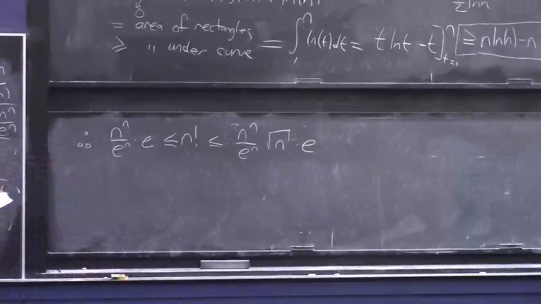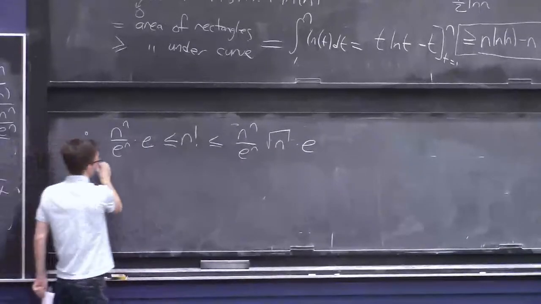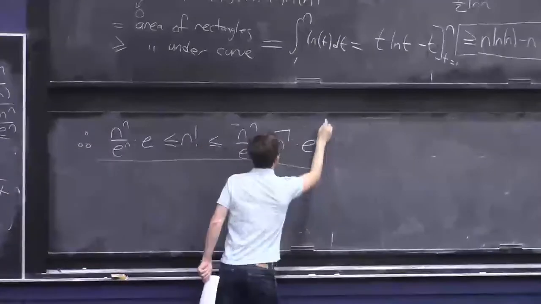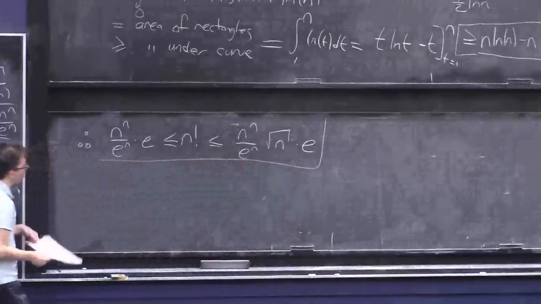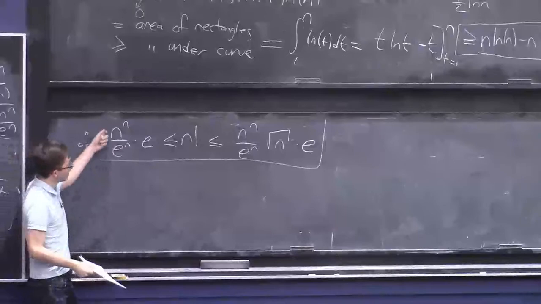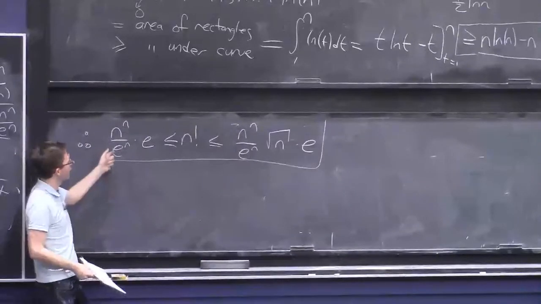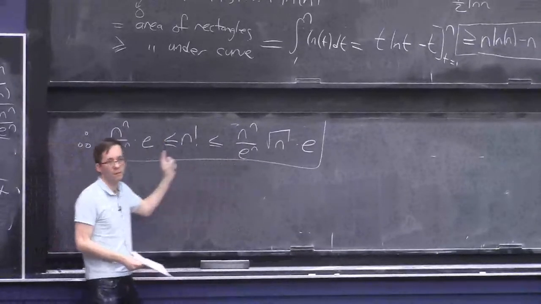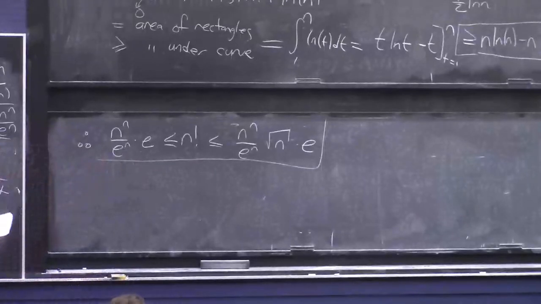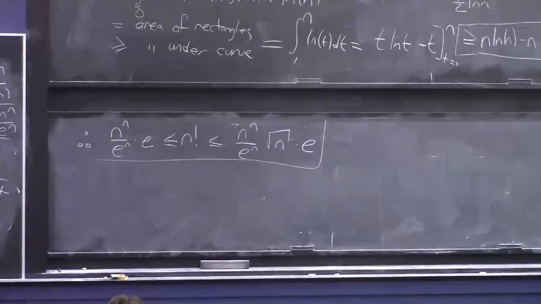So great. So this is a really sharp bound. Okay, now we have n factorial pinned down extremely well. It's like n to the n is the main term, e to the n is the next term, and then now we're just off by a factor of root n. It's quite small. That's great.